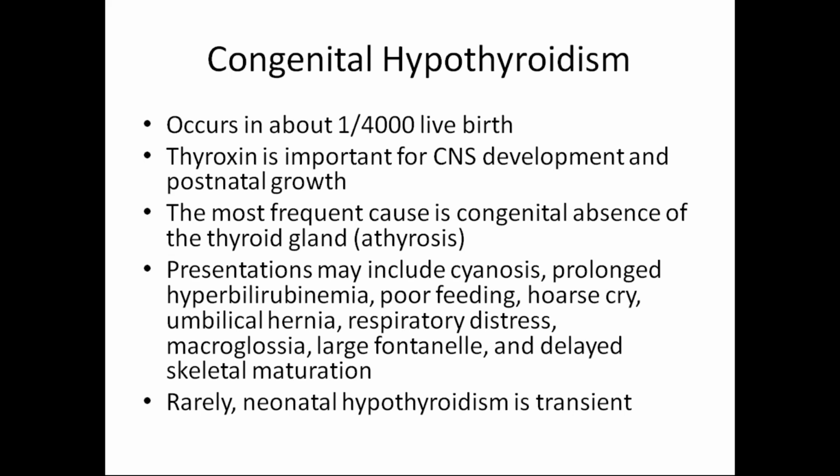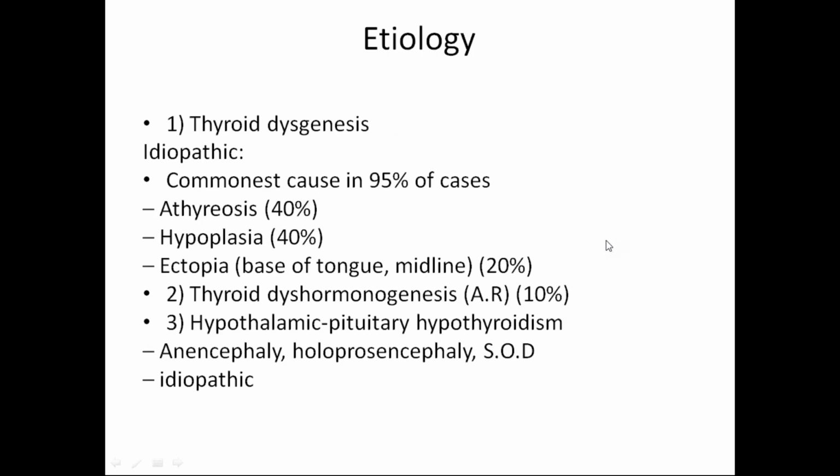Okay, and poor feeding, hoarse cry, umbilical hernia, respiratory distress, macroglossia, large fontanelles, patent fontanelles, and delayed skeletal maturation. All these are features of congenital hypothyroidism. We will be discussing the symptoms subsequently. And rarely, neonatal hypothyroidism is transient. There is something called transient hypothyroidism where the TSH is elevated transiently, and then it gets corrected within a few weeks. Okay, that is one entity.